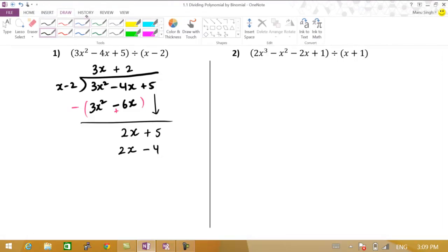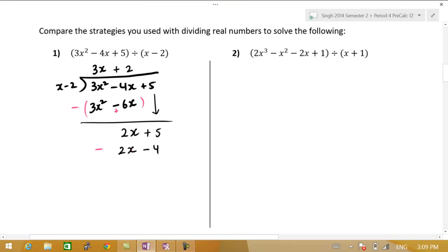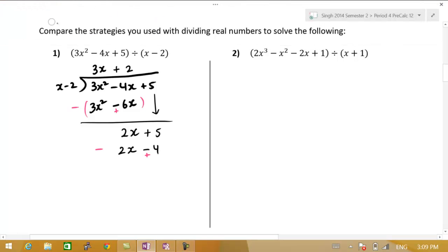Again, I need to subtract both of those. So when I subtract them, the signs are going to be changing. So when I subtract, this is going to become a positive sign. And then I simply collect like terms. So let's collect like terms. 2x and a negative 2x is going to become 0. 5 plus a 4 is going to become a positive 9. This is as far as we can go.